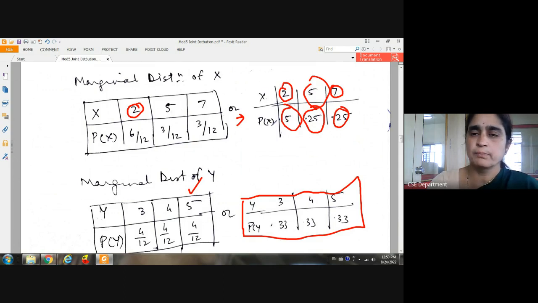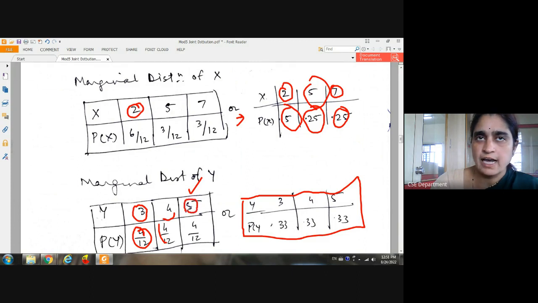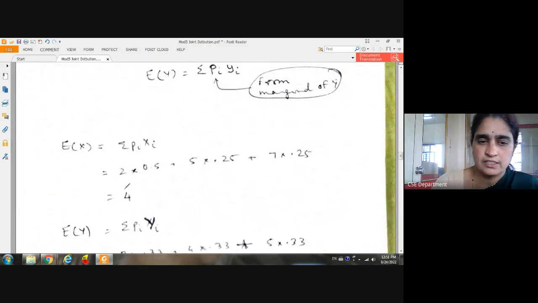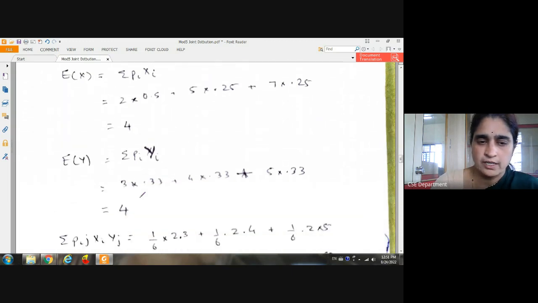So just do it with paper and pen and check the answer. Similarly, expectation y is the first value y can take into probability of that value, plus next value y can take into probability of that value, plus the last value, y equal to 5, into probability of that value. If you add this up, you will get expectation of y. So do it and check. Expectation of x came to 4. Expectation of y also came to 4. Okay, so this is expectation of x, expectation of y.